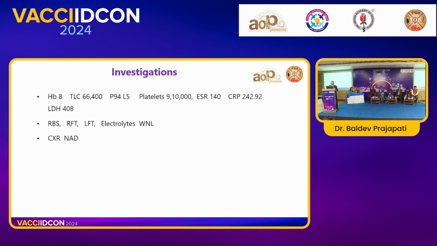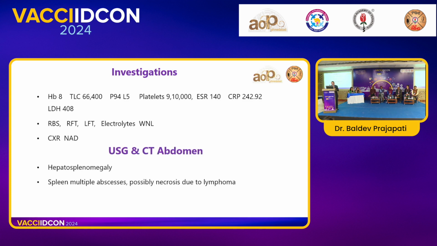Investigations again: now the count is 66,400 and polymorphs 94. Platelets again almost 10 lakhs. ESR 140 and CRP more than 250, around 240. LDH raised, but sugar, renal functions, liver functions, electrolytes normal. Chest X-ray was normal. Even if I provide more information, USG and CT were done and showed hepatosplenomegaly. The spleen now revealed multiple splenic abscesses, possibly necrosis due to lymphoma. These were the comments from radiology.